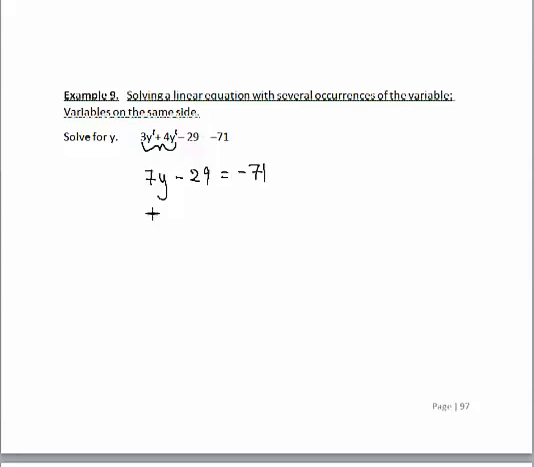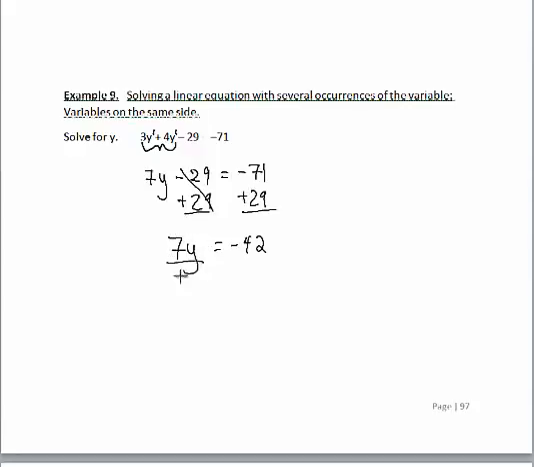And now we proceed in the steps that we need to take to get the y by itself. Add 29 to both sides. 29's cancel, leaving a 7y on the left. Negative 71 plus 29 would be a negative 42. 7 is multiplying the y. We refocus on the variable. What's happening to it? It's multiplied by 7.